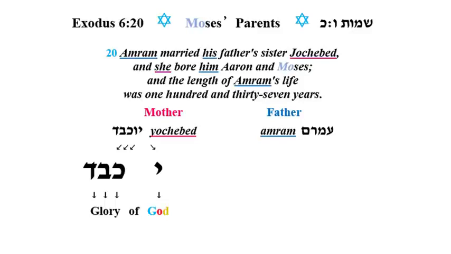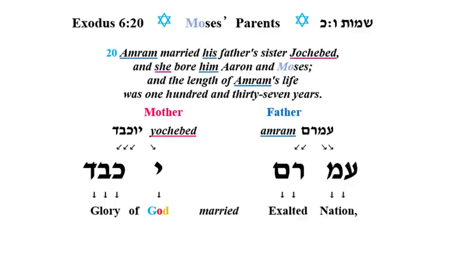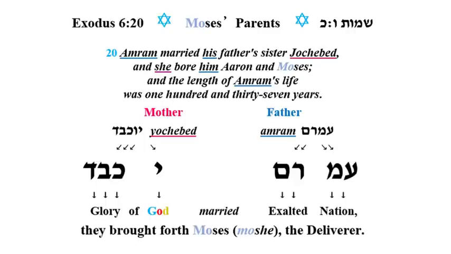Ayin Mem is the Hebrew word for nation, or people. There's a nation, a people. And Ram is the Hebrew word for exalted. So you have an exalted nation marrying the glory of God, and it produces Moses, the deliverer.